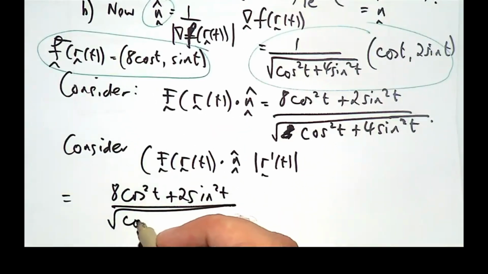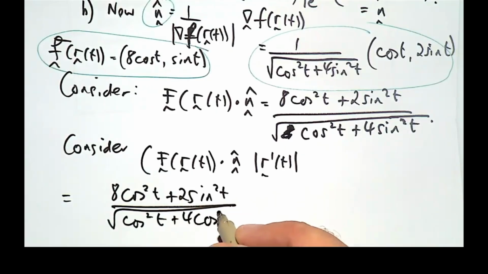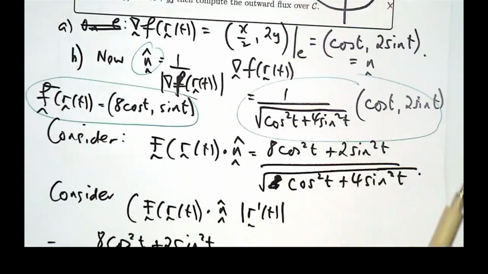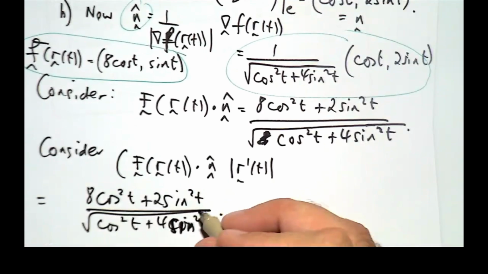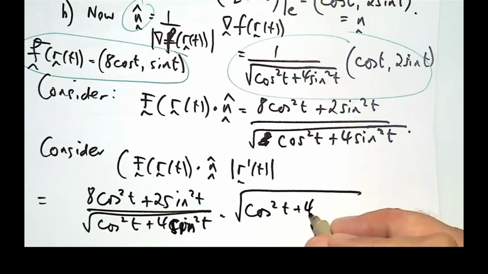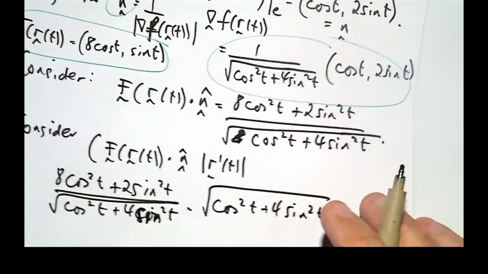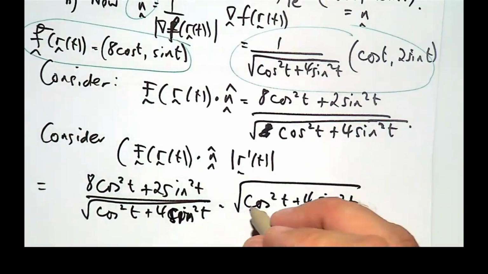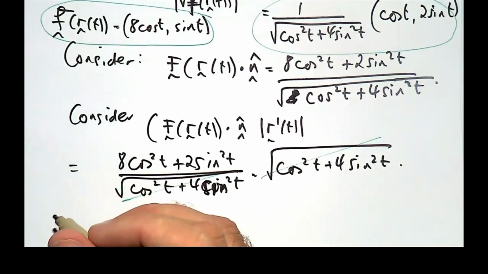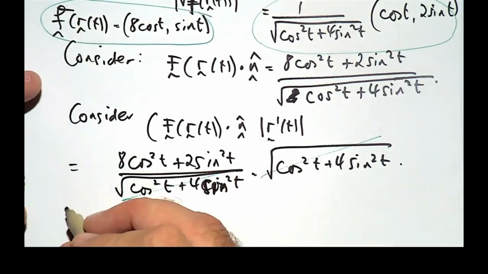Now, what is the length of that? Oh, sorry, there should be a sine there. That's sine. So it's going to be exactly that. Okay, so we get a cancel, and now we just integrate. Let's call it flux.